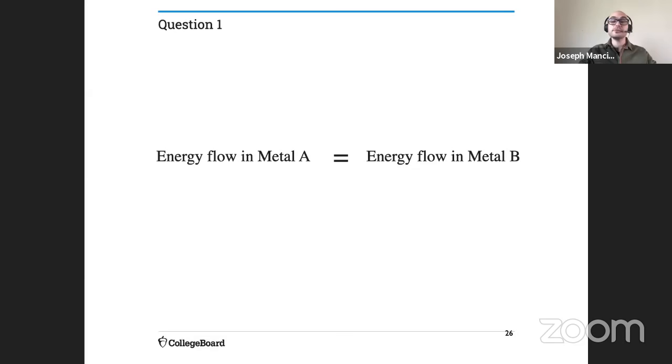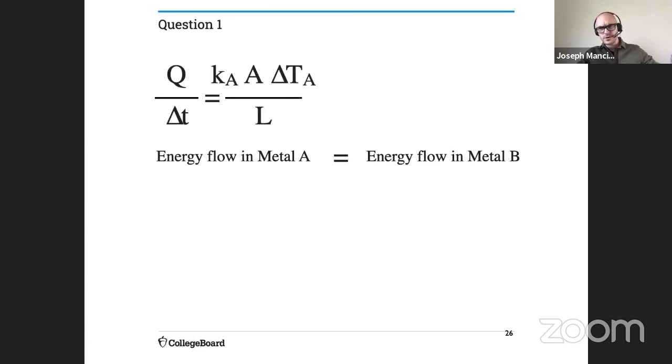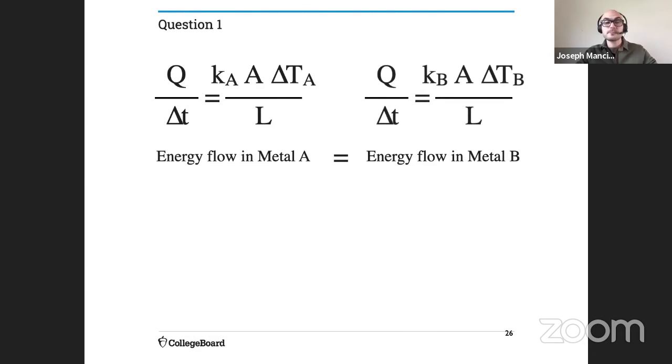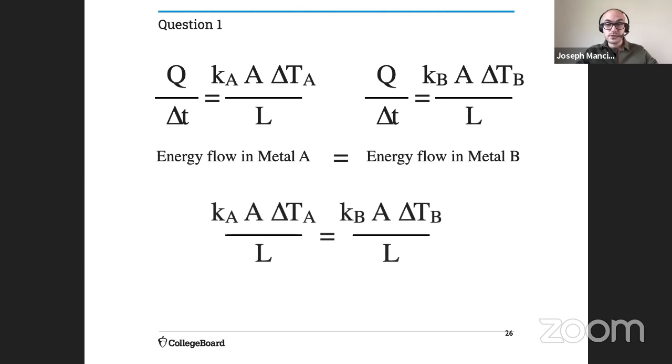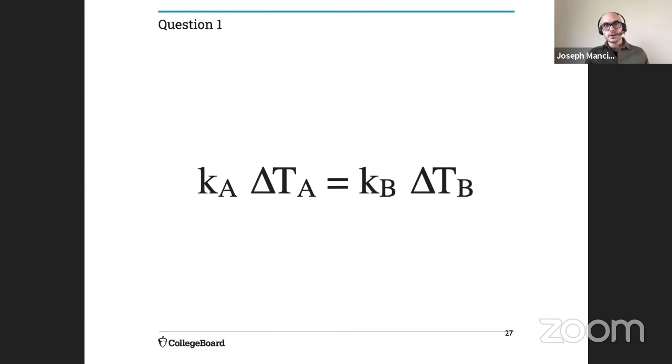You could say the energy flow through metal A equals the energy flow through metal B. I just rewrote the thermal conductivity equation with those little A subscripts, and then I wrote it again with the B subscripts. So the heat energy per second for bar A equals the heat energy per second for bar B. And then I put those two things equal and I crossed out the areas because those are the same on both sides. I crossed out the L's because those are the same on both sides. And what we're left with is this relationship. The thermal conductivity of bar A times the change in temperature for bar A equals the thermal conductivity of bar B times the change in temperature of bar B.